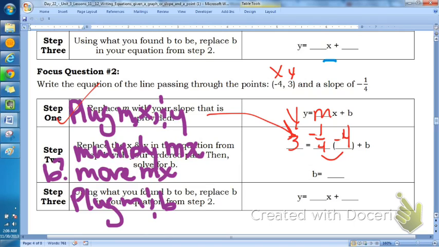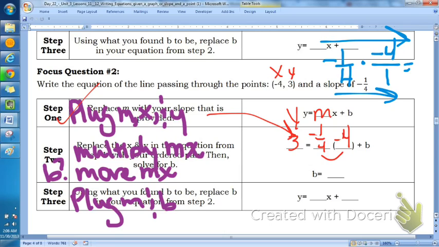Okay, negative 1/4 times negative 4. I have a fraction times a whole number, so in order to multiply, I need to change that whole number into a fraction by simply putting a 1 under it. You can either cross cancel or just simply multiply across and reduce.